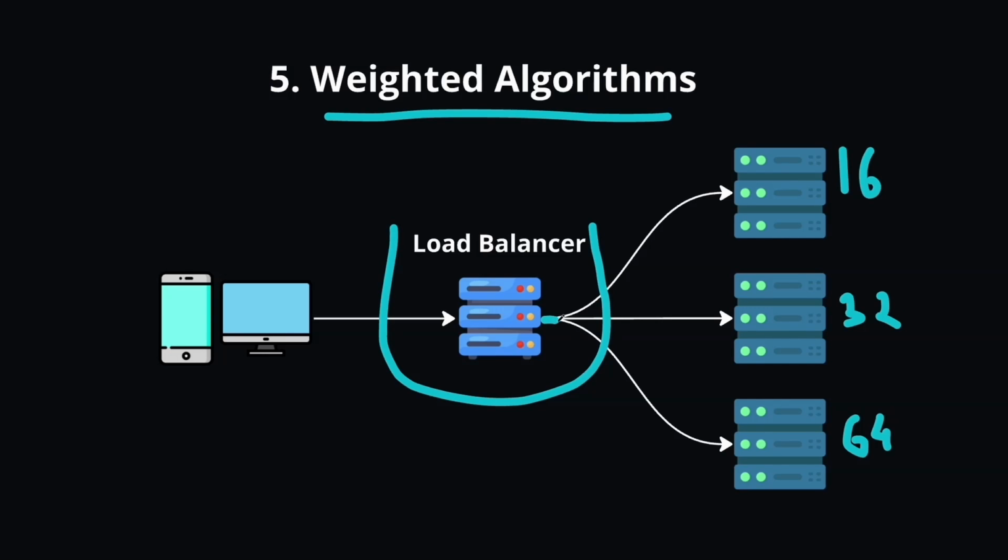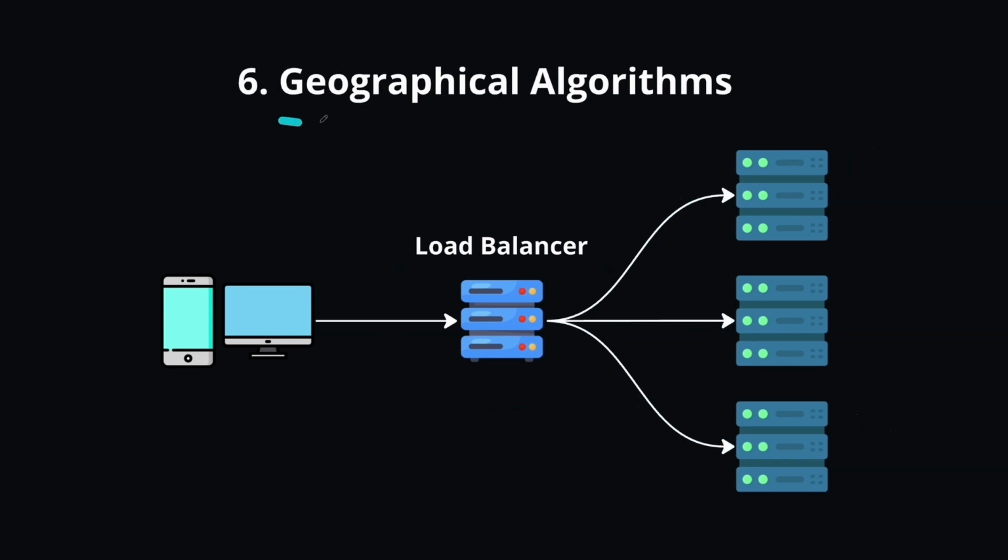First it will try to send as many connections to the third server as possible, because it's more weighted, meaning it has more performance. And then it will try to send the other traffic to server 2, and the last and small portion will go to server 1. There are also geographical algorithms, which are location-based algorithms that direct requests to the server geographically closest to the user.